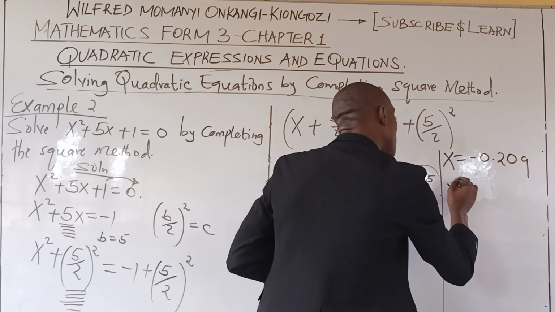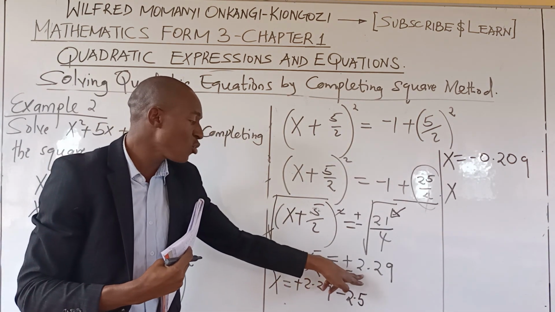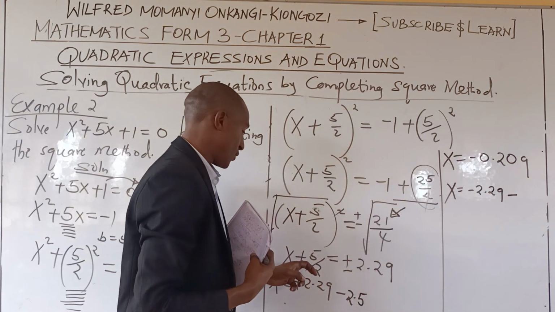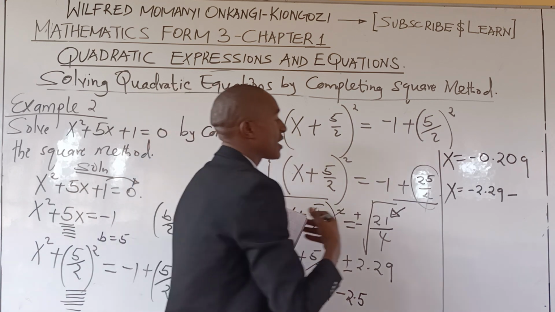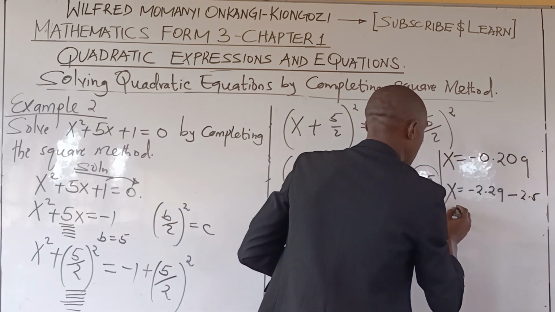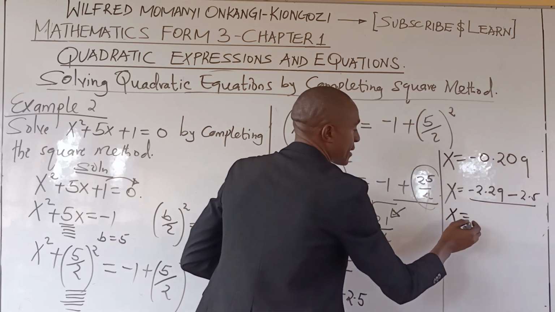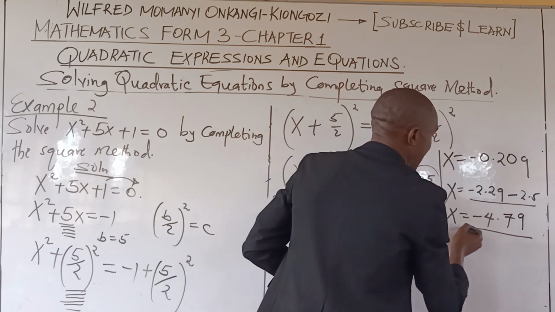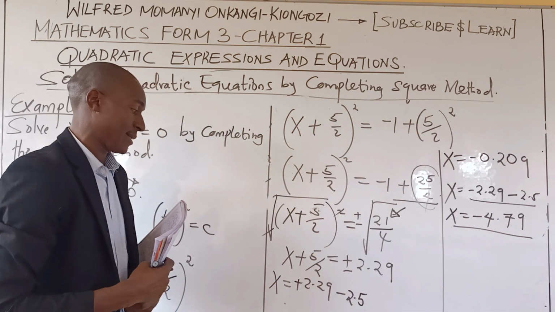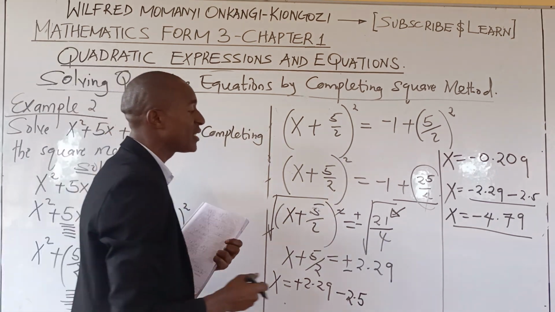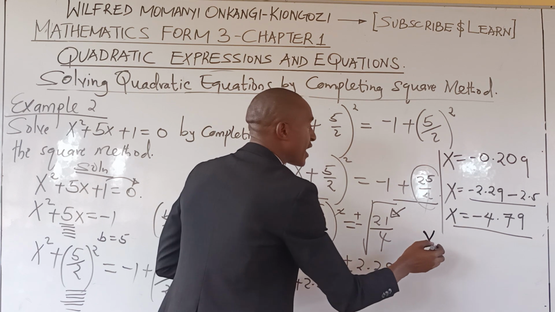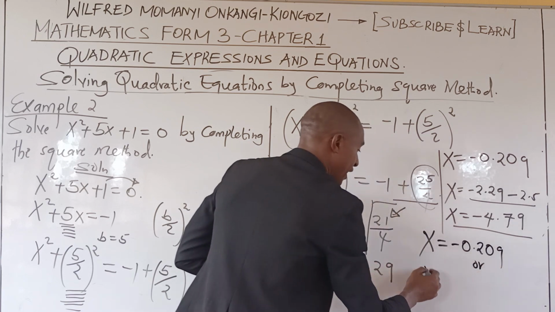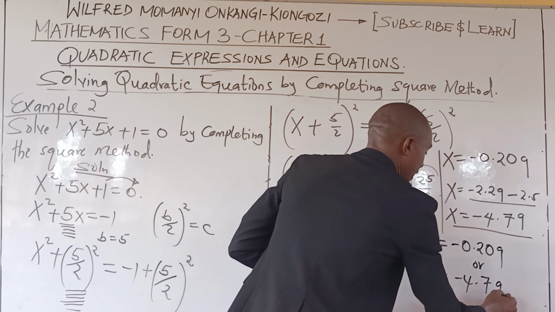0.209, and the second value of x is gotten by negative 2.29 minus 2.5, because it crosses to the other side, 2.5. This gives you as the final answer negative 4.79 as your second value of x. So that's how you get the two values of x. So you will say that the roots of x are, x can either be negative 0.209 or again x can be negative 4.79.